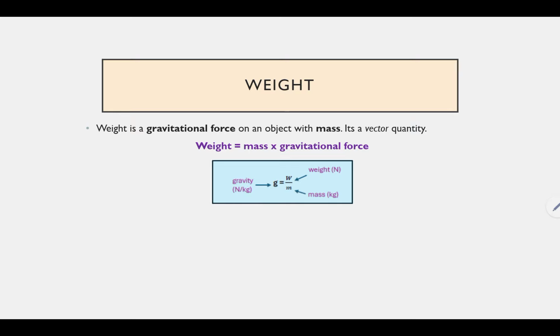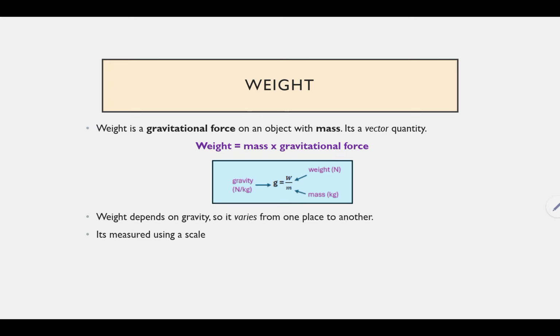If we want to switch this equation around and we want the gravitational force or gravity to be our main object in this equation, gravity will be weight over mass. Bear in mind that weight is measured in newtons, mass is measured in kilograms, hence gravity is in newtons per kilogram. Since weight depends on gravity, and each and every single planet has its own gravitational force, the weight changes depending on the place you're in.